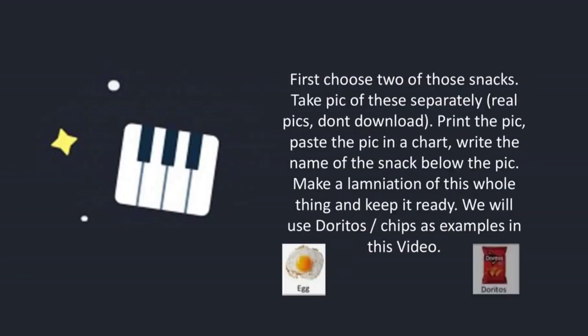First, choose two of those snacks. Take pictures of these separately. Take a real picture, don't download from the cloud. Print the pic, paste the pic in a chart. Write the name of the snack below the pic. Make a lamination of this whole thing and keep it ready. We will use Doritos or chips as an example in this video. A sample egg and a Doritos picture is shown in this slide.